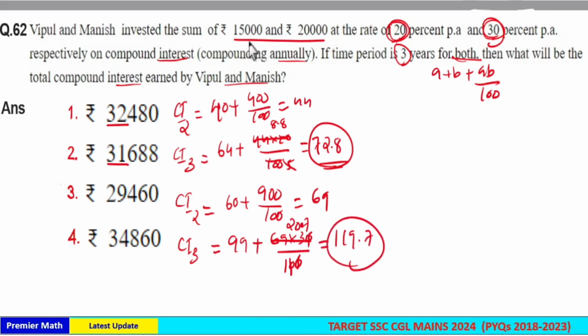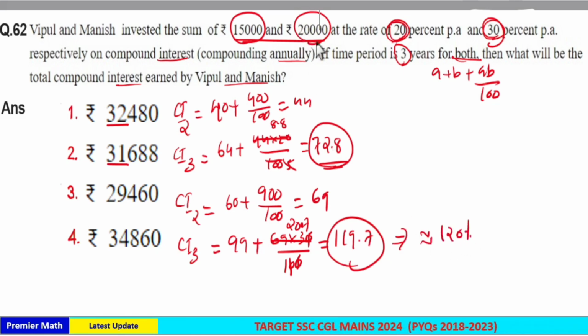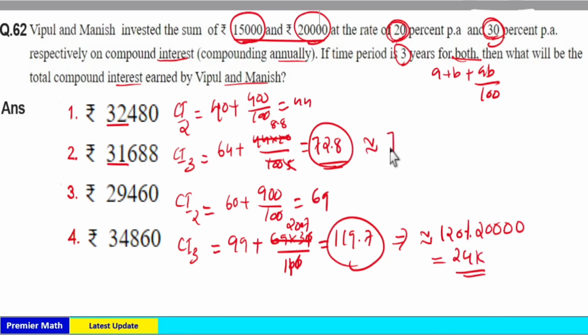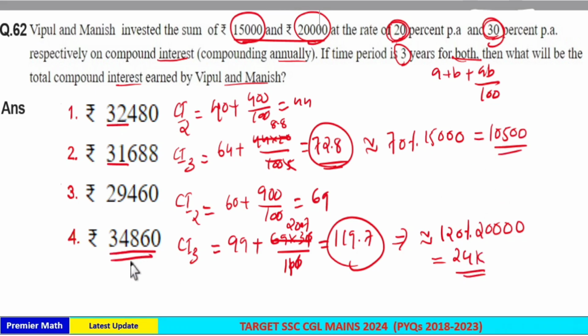Now, here in the first case, principal is 15,000 and in the second case, principal is 20,000. So 119.7%, I'll take it as around 120%. So 120% of 20,000 is equal to around 24,000. Now here I'll take 72.8% as 70%. 70% of 15,000 is 15 into 7, 105. So 10,500. Now 24,000 plus 10,500 is greater than 34,000. If you look at the options here, the greater value is 34,860. Option 4 is your answer.